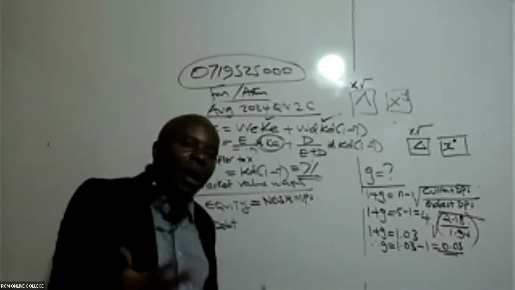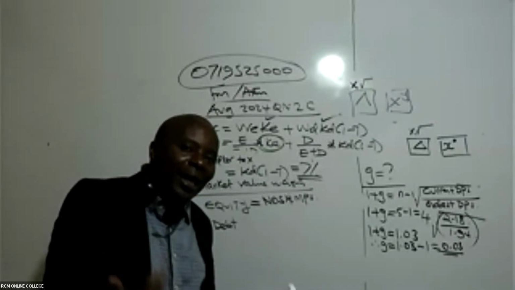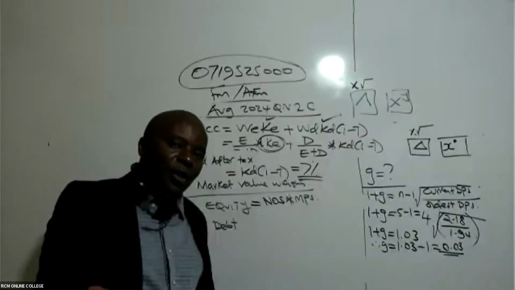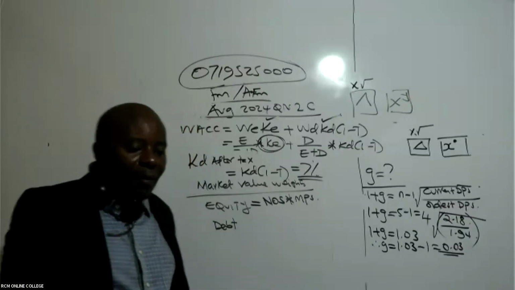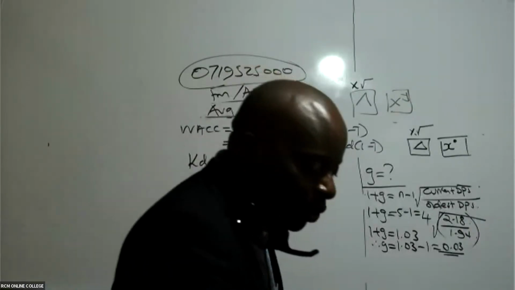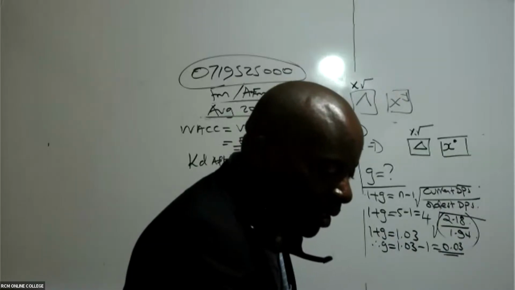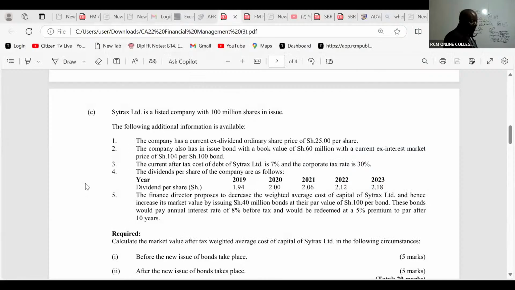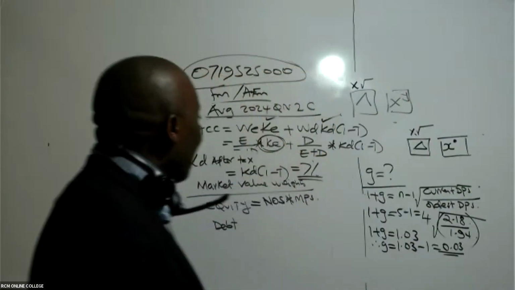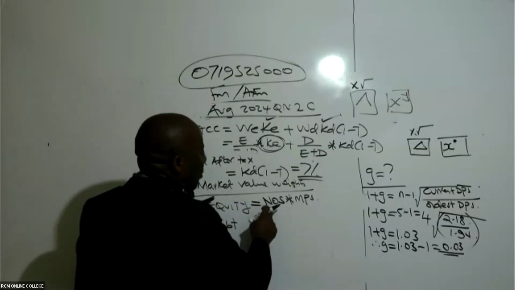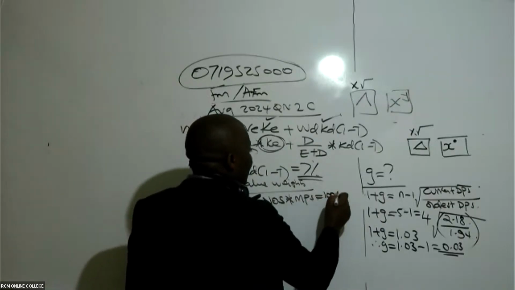So in this question, have they given me the number of ordinary shares? Because equity is about shares. Let's ask ourselves that question. You can see from the beginning, it's a listed company with 100 million shares. And then we have the current market price per share, 25. So for the market value weight, I will take the number of ordinary shares, 100, and this is 25.